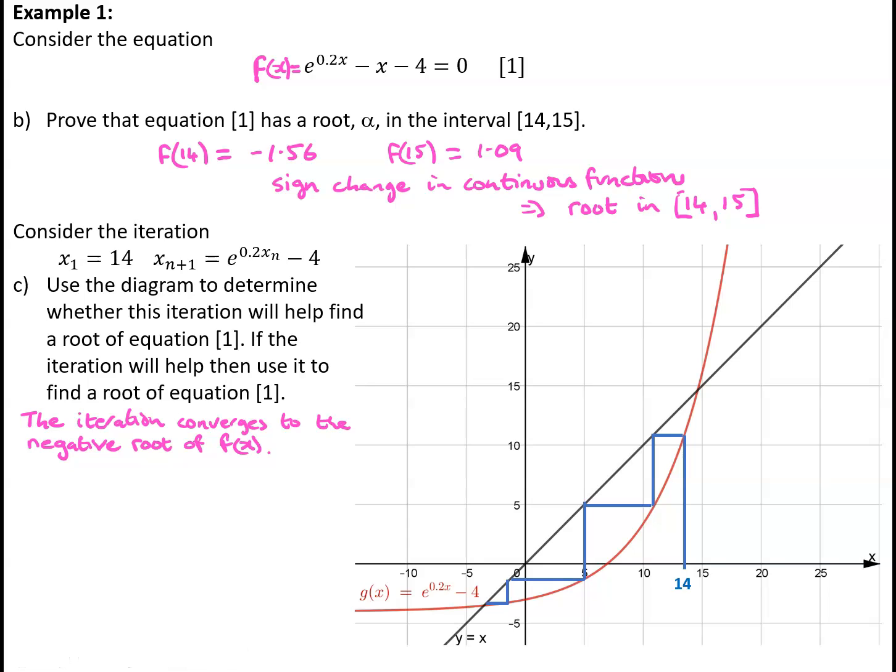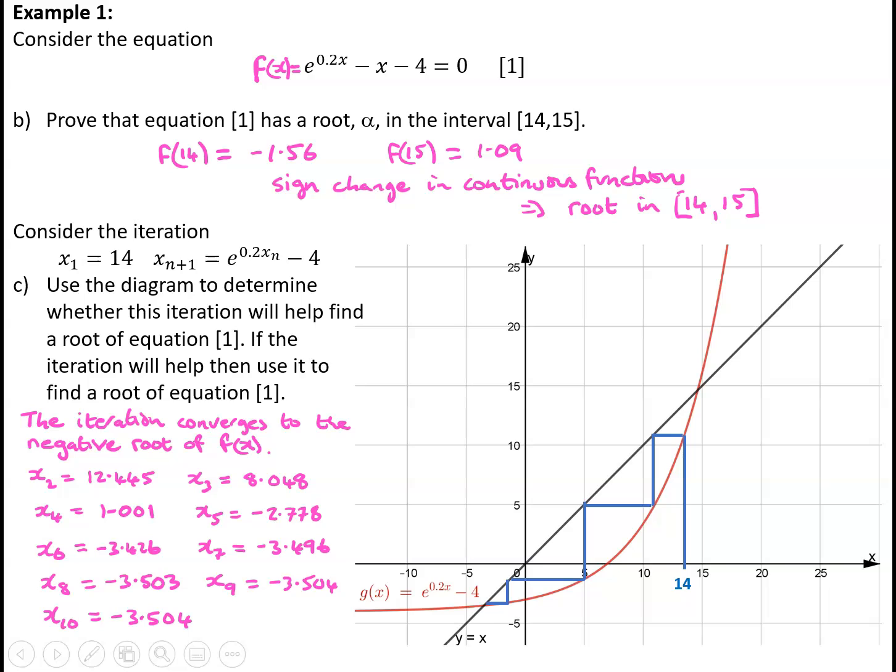If we now use the iteration on our calculators, we've got x1 equals 14, x2 equals 12.445, x3 is 8.048, etc. And if we go through until it settles down to 3 decimal places, we'll see that x9 and x10 are both minus 3.504. So the equation f of x equals 0 has a negative root at x equals minus 3.504.